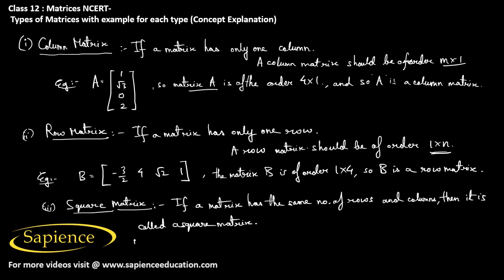So if a matrix has n rows and n columns, we can say that if an m cross n order matrix is a square matrix, then m should be equal to n. It means the number of rows should be equal to the number of columns. Then only we can say it is a square matrix.